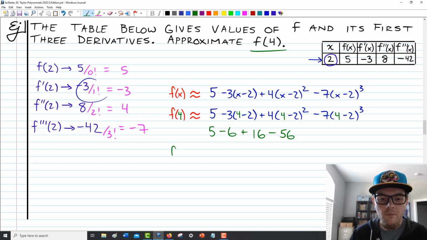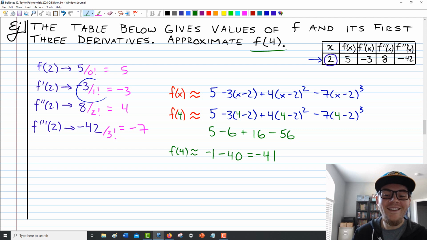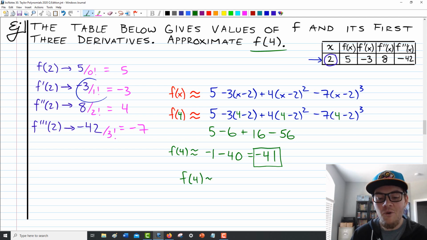So according to this information that we have, using the Taylor polynomial centered at x equals 2, we get -1 minus 40. Oh, are you telling me I was that close to -42? Oh, man, if I'd made that first value 4. Oh well, in any event, what we just did was we approximated f of 4.